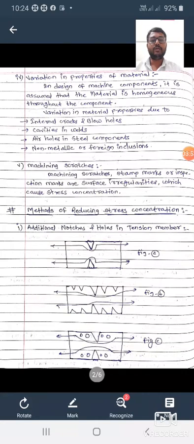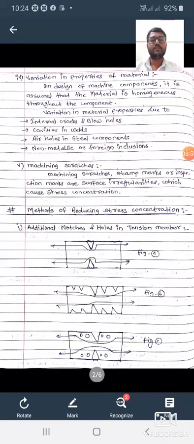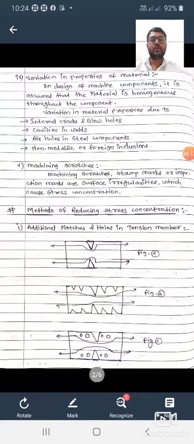Figures A, B, C and D are given here. Figure A shows the plate having a notch, meaning this is the normal stress concentration due to the original notch provided to the plate. This figure A shows that some stress concentration occurs due to the single notch provided in the plate.